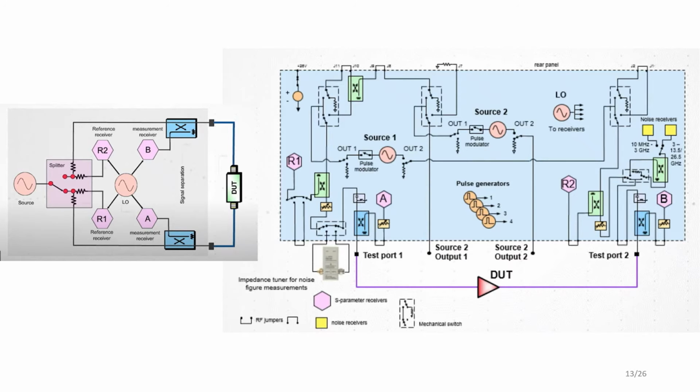Okay, so shown on the left in the slide is a very simple schematic of a single source 2-port VNA, which can be used to perform simple S parameter measurements. While measuring S11 and S21, the source can be connected to one of the power splitters, and when measuring S22 and S12, the switch can be in the other position.